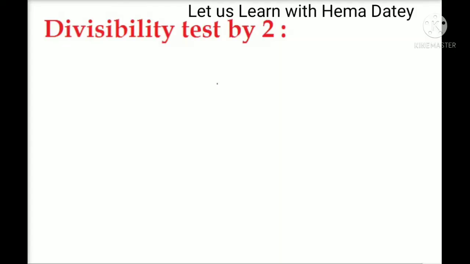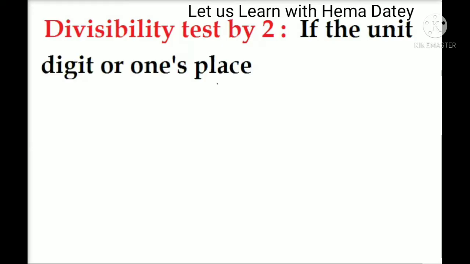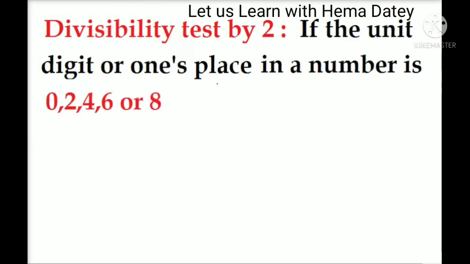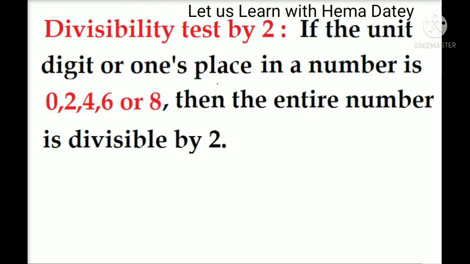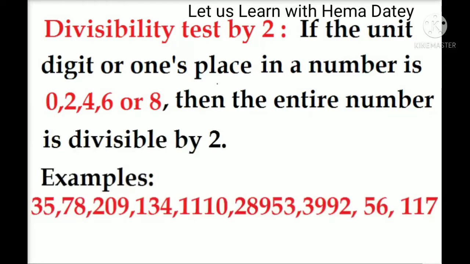Let's check divisibility test by 2. If the unit digit or ones place in a number is 0, 2, 4, 6 or 8, then the entire number is divisible by 2. Examples. Here we have so many numbers and we will check which number is divisible by 2. For divisibility by 2, the unit place must be 0, 2, 4, 6 or 8.